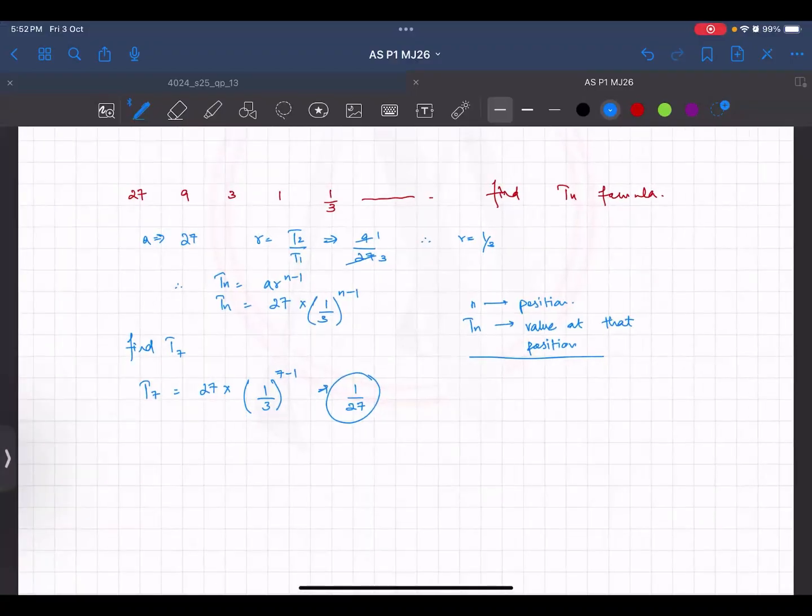So there is a multiple, you can say, that you are multiplying every time and you get the next term. In this one, you can see you are multiplying it by 1 upon 3, then multiplying by 1 upon 3 again and again. So you get the next term by just multiplying the common ratio with the previous one.